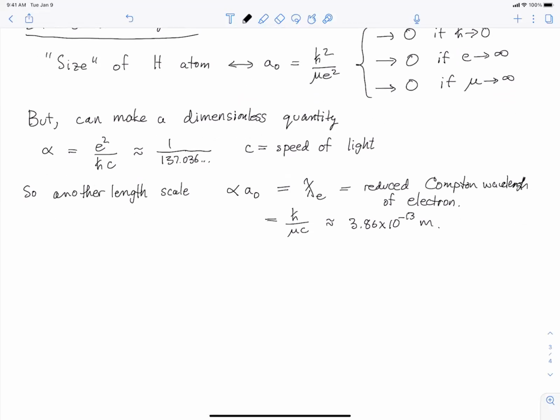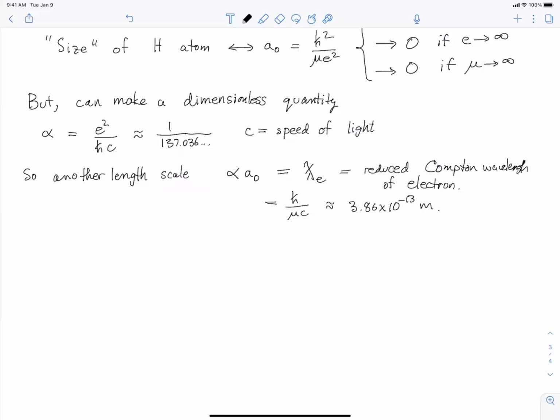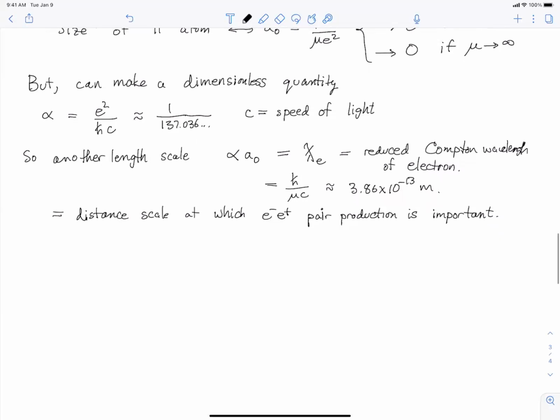So what distance scale should we associate this? What physics is it that's associated with this if it's not the hydrogen atom size? And it turns out to be the distance scale at which electron-positron pair production becomes important. So at very, very short distances, much smaller than the hydrogen atom, you have to worry about virtual electron-positron pairs popping out of the vacuum. And this is the scale at which that might occur.